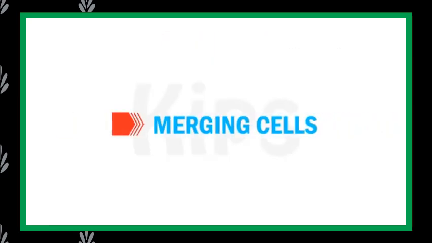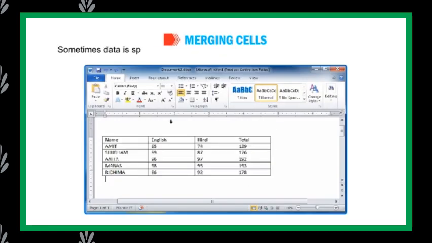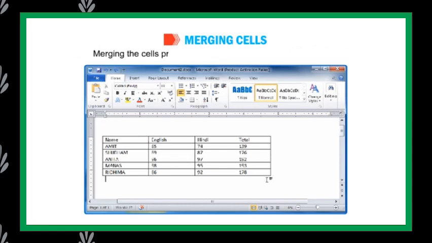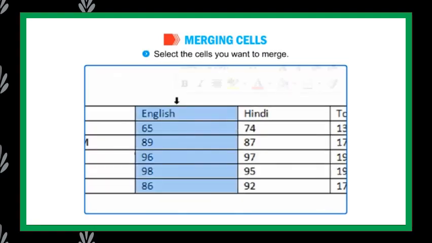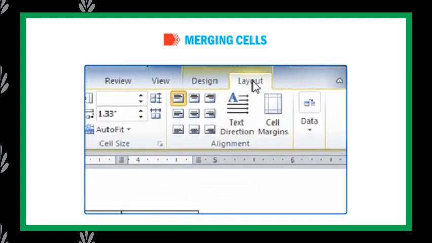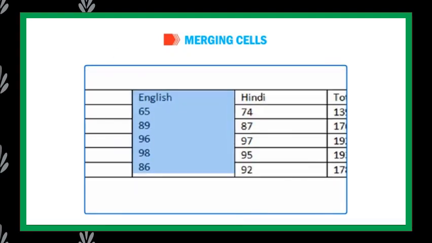Now let's find out how to merge cells. Sometimes data is split in numerous segments of a cell and you want to combine it in a single cell to give it a better look. Merging these cells provides a way to consolidate data in one cell. Select the cells you want to merge. Click the Layout tab. Select the Merge Cells button in the Merge group. The data gets merged into a single cell.